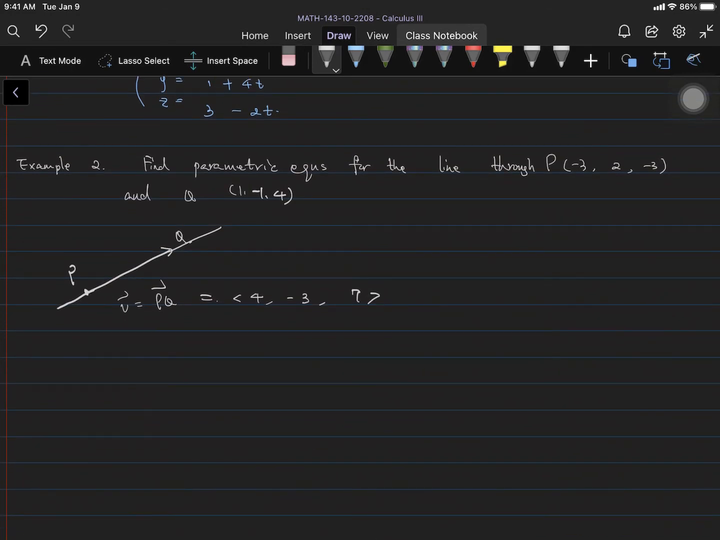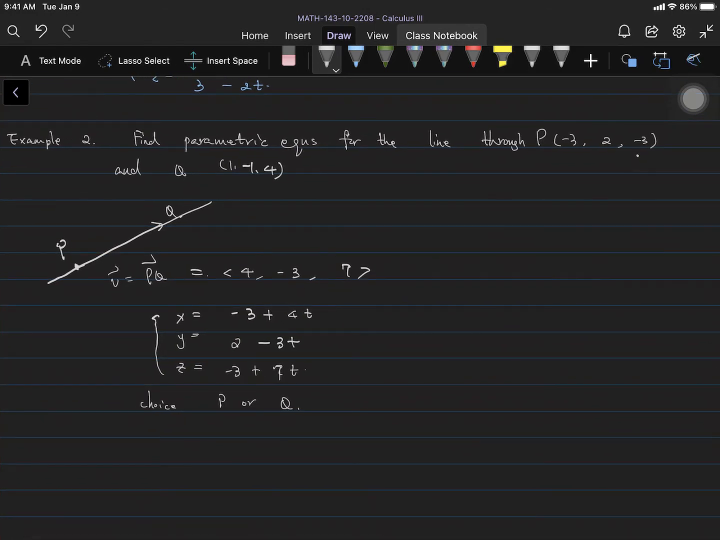And next, you can choose either point P or Q. It doesn't matter too much for your point. So if I chose P, it should be negative 3 plus 4t, 2 minus 3t, and then negative 3 plus 7t. Right? So here I choose the point P. If you choose point Q, it's also okay. You can choose P or Q.